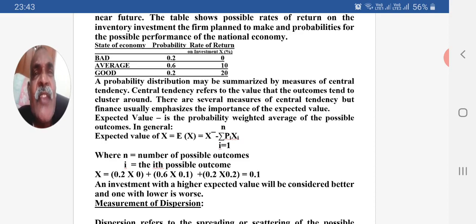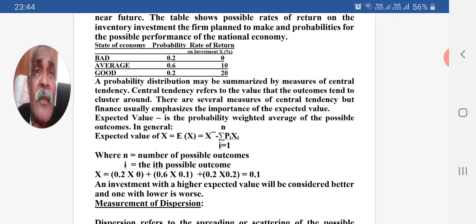Now come to the second state of economy, that is average. In an average state of economy, when the economy is not good, not bad, average, I'm expecting a 10% rate of return. And the probability is how much? Maybe 60%. Now the third state of economy is not bad, not average, but good. So in this economy, how much return are you expecting? Maybe 20%. So what's the probability of 20%? Maybe 20% probability also.